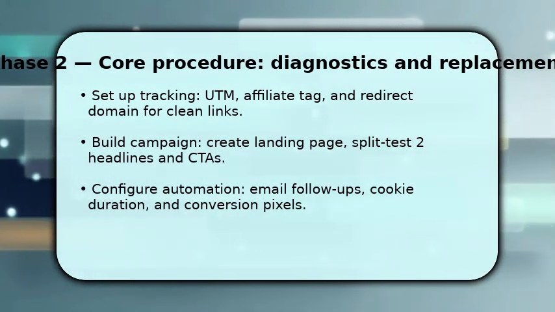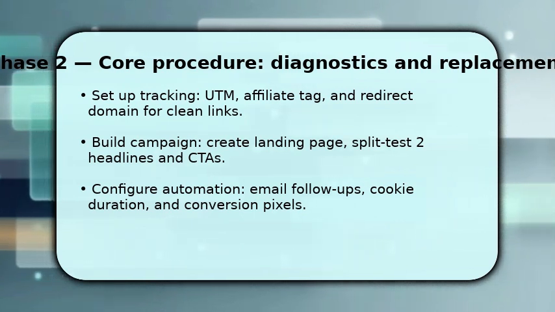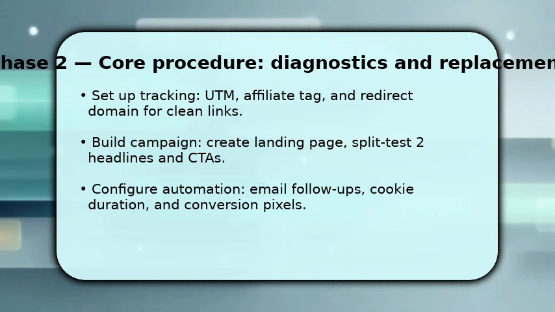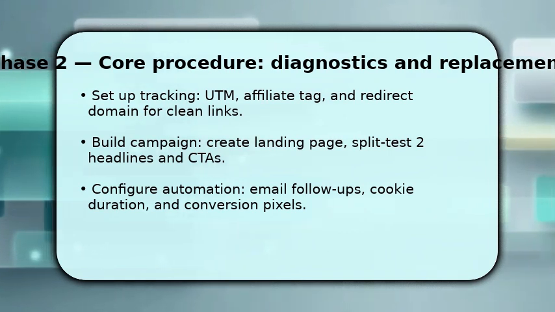You must add UTM parameters and your affiliate tag to every Copecart link so you can attribute traffic. Use a redirect domain for clean, branded links. Then build a landing page and split test 2 headlines and CTAs to learn what converts. Make sure to install conversion pixels and set cookie duration inside Copecart.